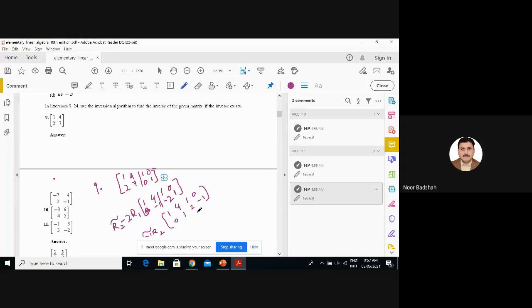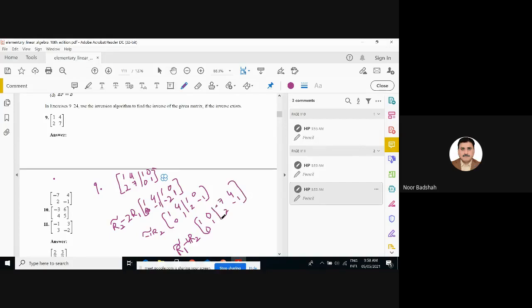Now we make this one 0. So this is row equivalent to row number 1 minus 4 times row number 2. 1 minus 0 is 1. 4 minus 4 is 0. 1 minus 8 is minus 7. 0 plus 4 is 4. 1, 2 and minus 1.